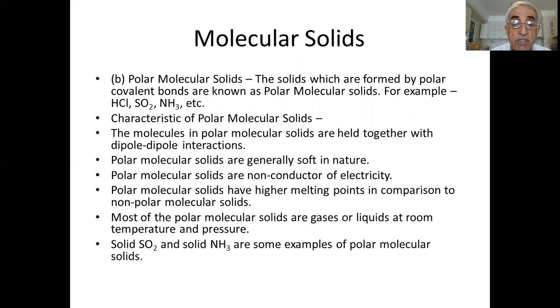Polar molecular solids are generally soft in nature. They are non-conductors of electricity. They have high melting points in comparison to non-polar molecular solids. Most of the polar molecular solids are gases or liquids at room temperature and pressure. Solid SO2 and solid NH3 are some examples of polar molecular solids.